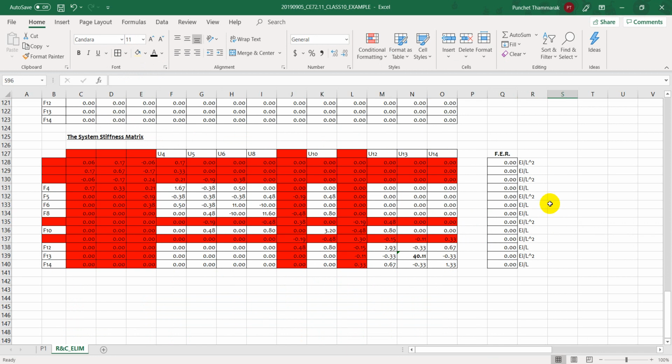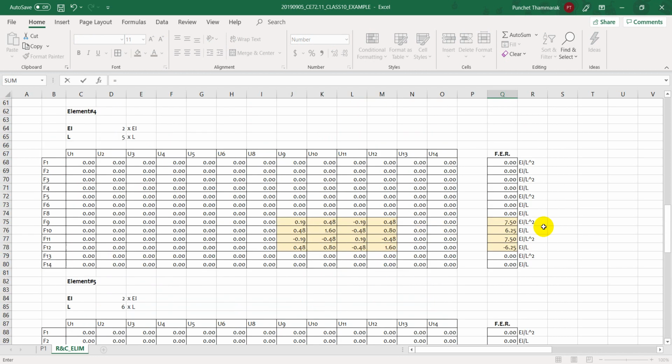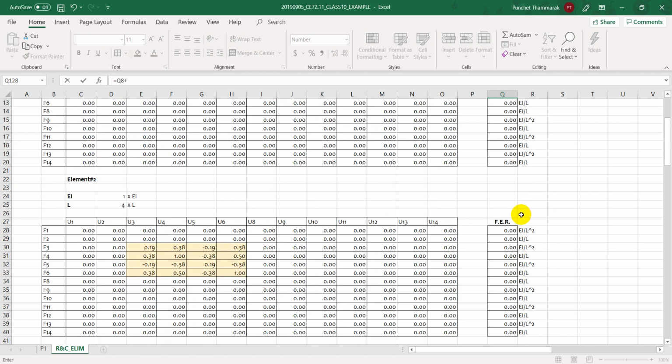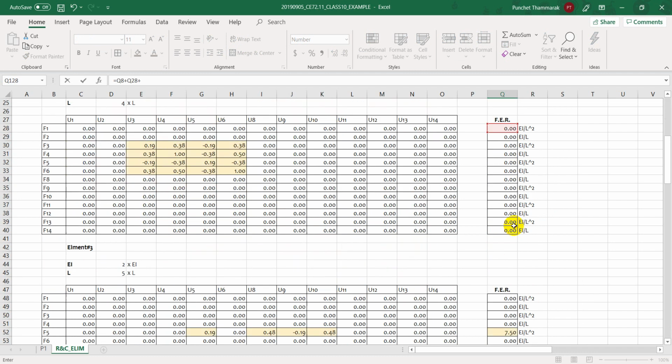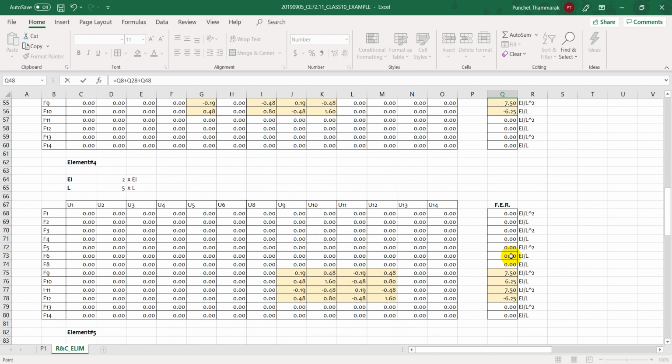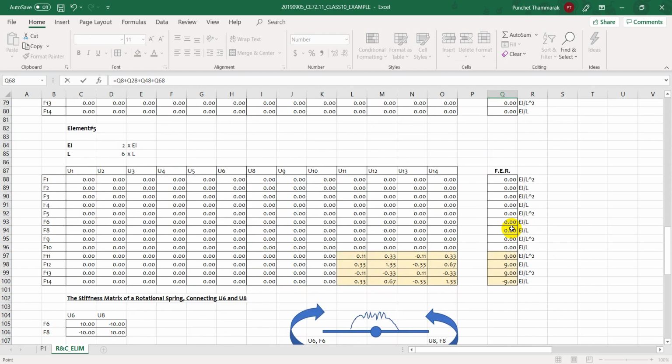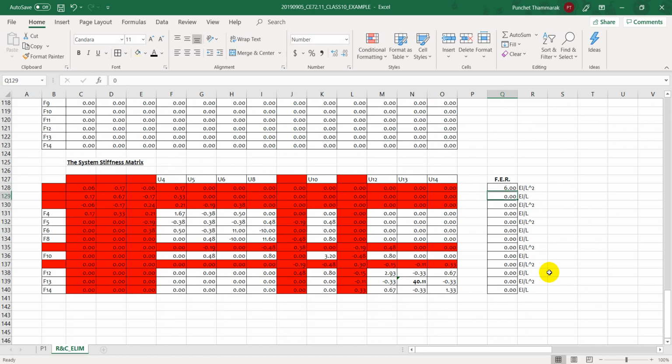So for the total for the system, then you need to assemble the fixed end reaction. That is equal to the first element added up with the second element, the third element, the fourth element and the fifth element, and that's all. So we can copy. 1, 2, 3, 4.